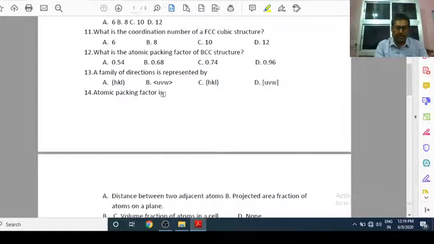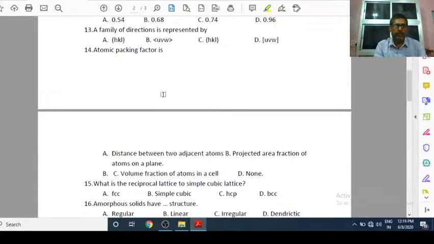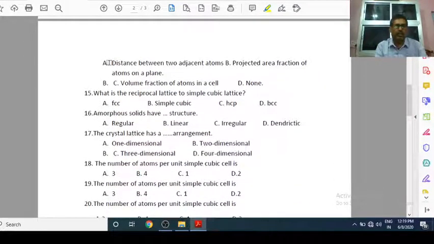14. Atomic packing factor is, here choices are given A, B, C, D. Okay. 15. What is the reciprocal lattice of a simple cubic lattice? There are four options.